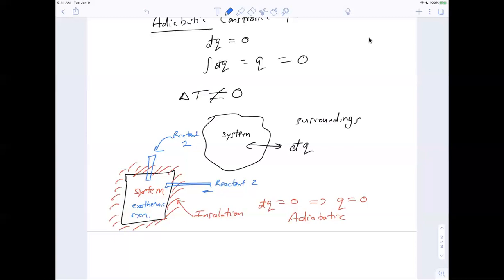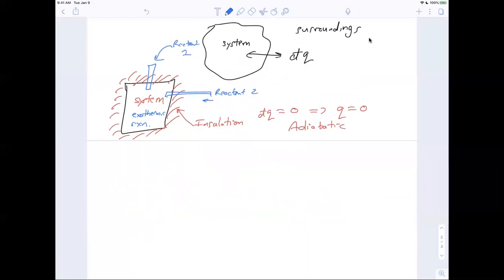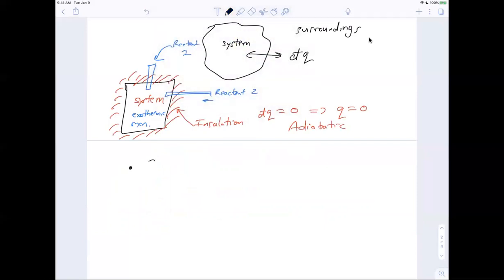Okay, so let's go on. We can have a constant volume process. So we looked at adiabatic, isolated. Let's look at a constant volume process. In this case, we know that dV is going to be 0 because the volume doesn't change. And so in integrated form, delta V is equal to 0.